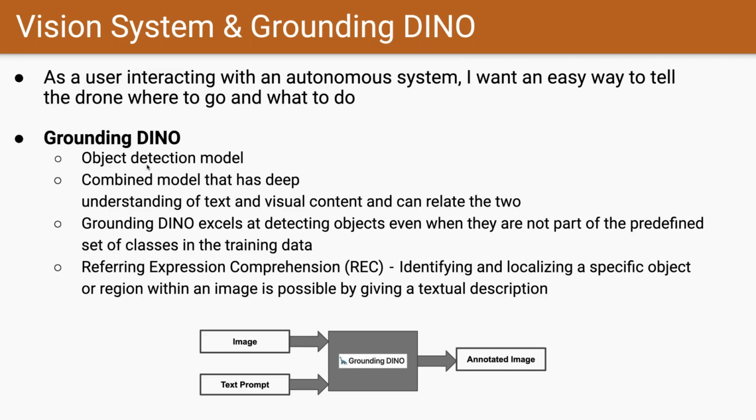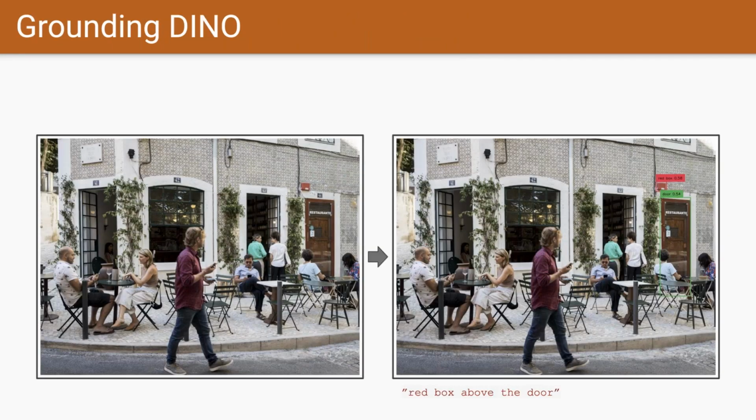We use Grounding DINO because it's an object detection model that combines what the image is showing. The visual content of the image is identified, and then we give the image and the text prompt to identify specific things. So we can do referring expression comprehension, REC, which involves identifying and localizing a specific object or region within a given image. So this leverages our vision-based system.